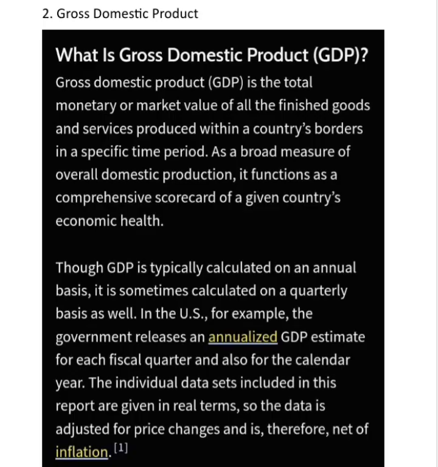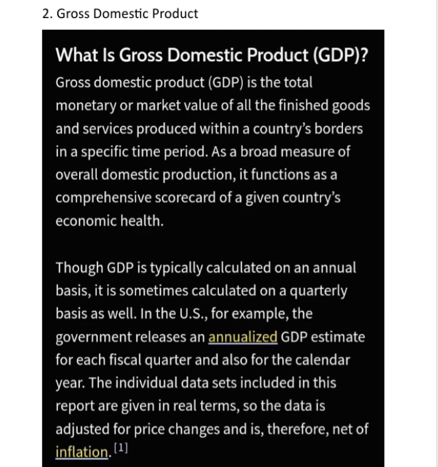Non-farm payroll is an employment report. It is released monthly on the first Friday. It heavily affects the US dollar, bonds market, and stock markets. The second one is gross domestic product. What is gross domestic product?